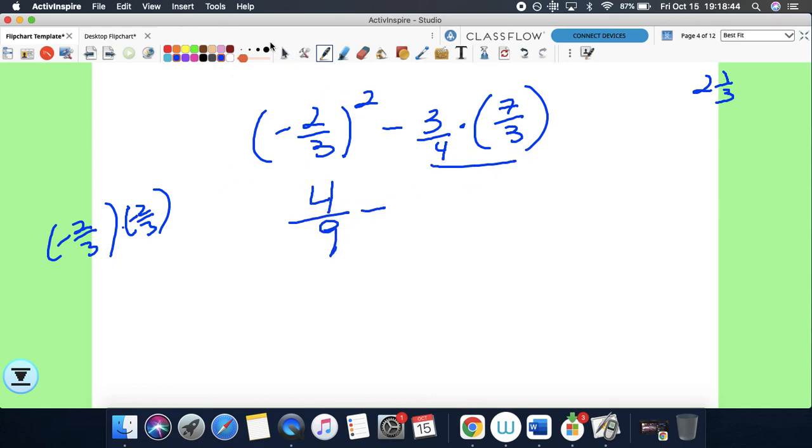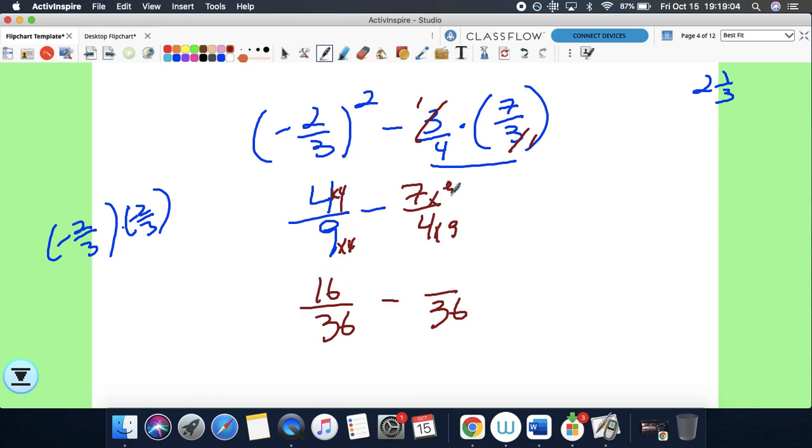Minus, let's multiply these two. I can simplify this and this. It becomes 1 and 1 because I divide top and bottom by 3. So I end up having 7 over, and 4 times 1 is 4. Well, common denominator is 36. And 9 is times 4, so times 4 over here, which is 16, times 9 over here, times 9, which is 63. Let's change that to an addition if you like. It makes it easier. Minus 63, sorry, plus negative 63 over 36. That's what, right, we're changing it to an addition problem.